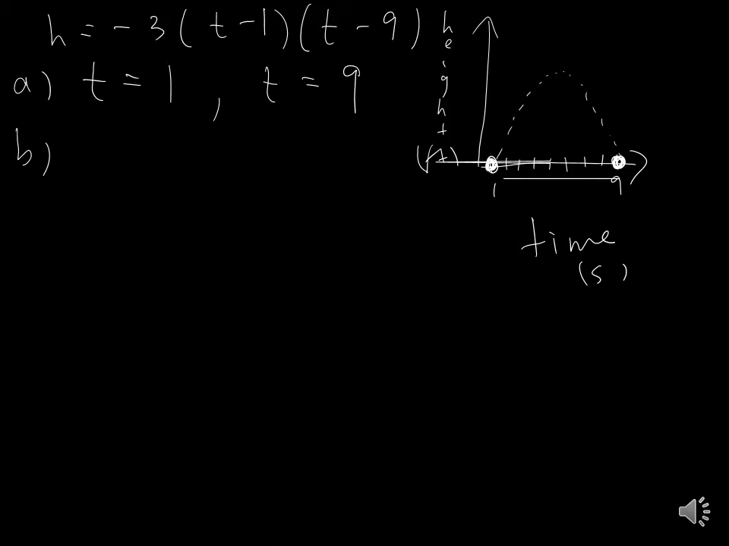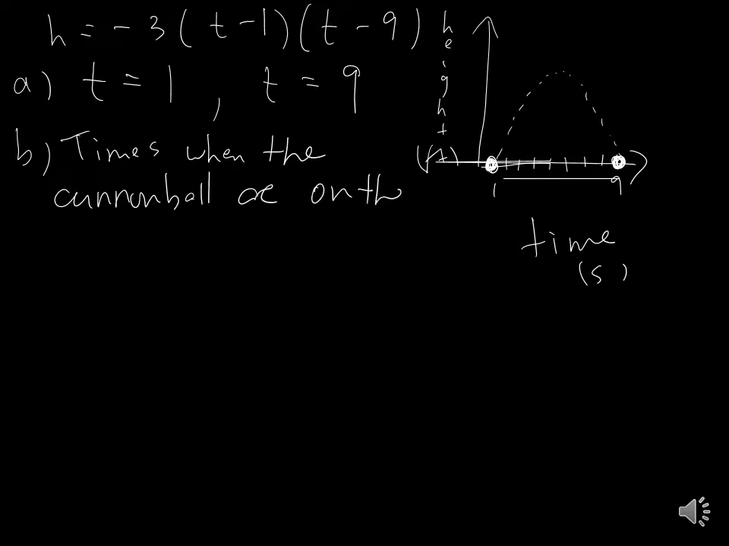So more or less, in the context of this word problem, what do the zeros mean? Those are the times when the cannonball is on the ground.